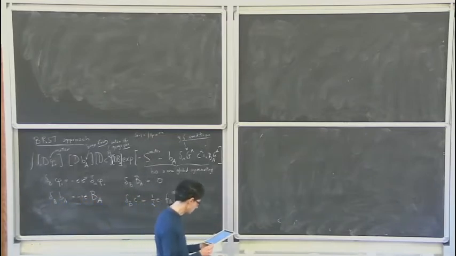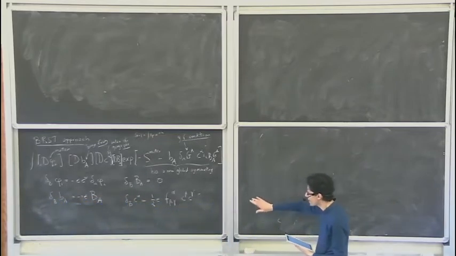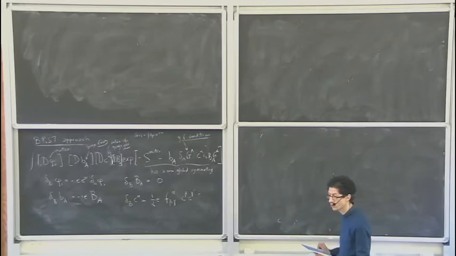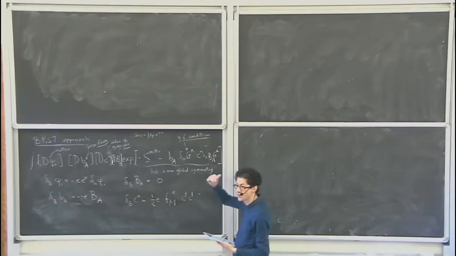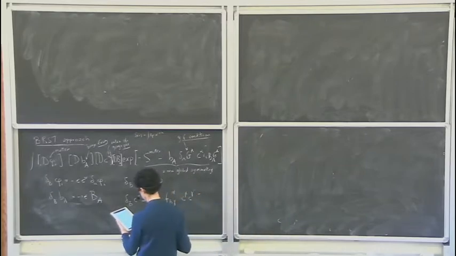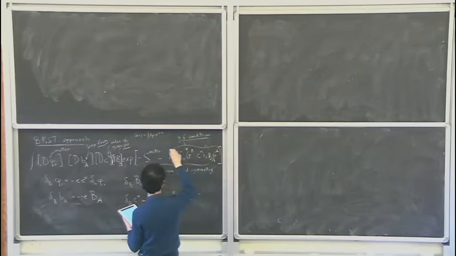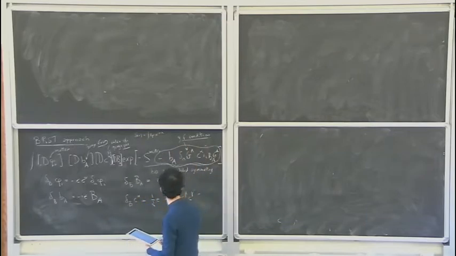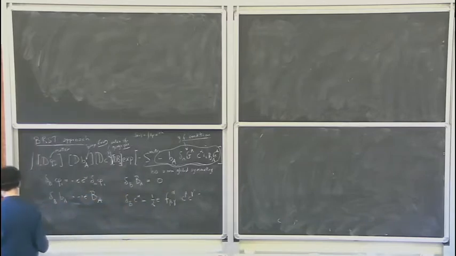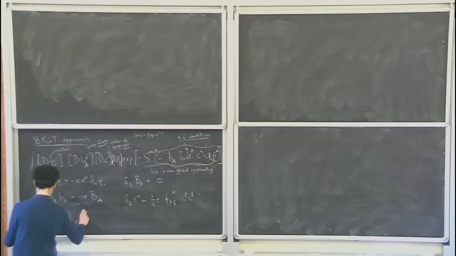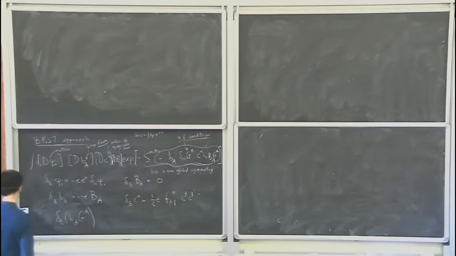Now, you can see that. This requires a bit of work, right? It's not immediate, so I will not do it. Let me just give you the hints if you want to fill in the details. So one way of seeing that is to combine these two terms. And then you can rewrite these two terms as the variation of V A G A minus.